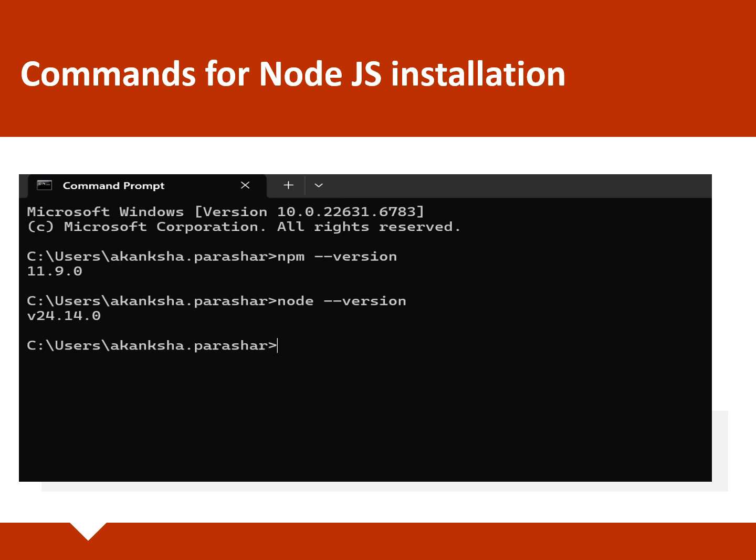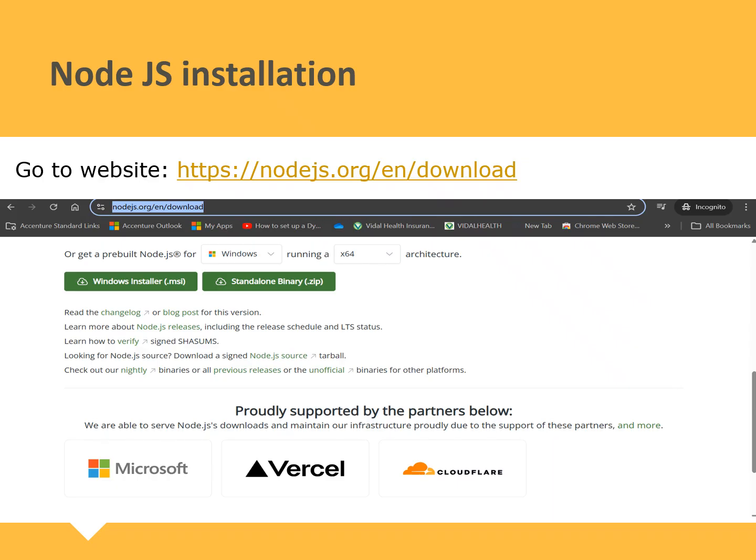In case you are getting something like command not found, or you are not getting the version, that means Node.js is not installed or not set up on your system. For that, you can go to the Node.js download website page. Here you can get the installer for your operating system, whether you are on Windows, Mac, or any other operating system. Then you can run the installer and Node.js will be installed on your system.